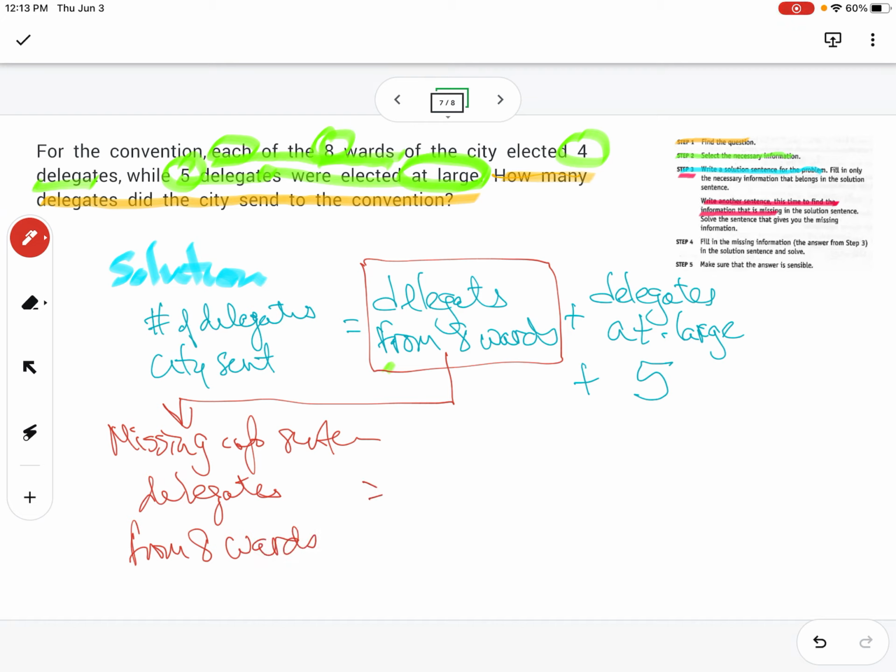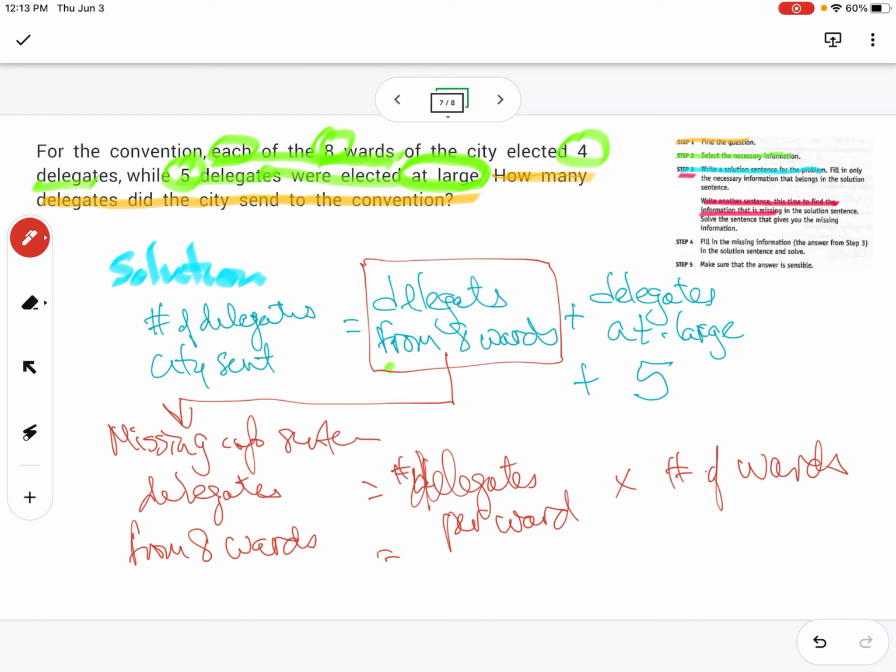Well, that's going to be equal to, let's see, the number of delegates per ward times the number of wards. I'm using words here. Now we're going to go on to sentences. The number of delegates per ward, well, that's 4. I see that up here. 4 delegates from each of the 8 wards. And as I said, 8 wards. So that means I've got 32 delegates coming from the wards.